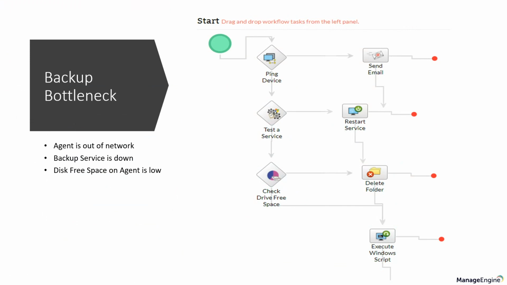So if the agent is out of network, the first thing that you do is to ping the device. And if the device is actually out of network, you have to manually address it. So there is no way that you can think of doing this automatically. But when it comes to a case where the service is down or the agent is low, that's when you can think of automating it.